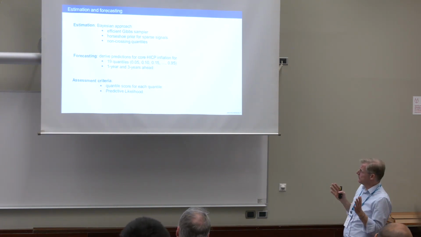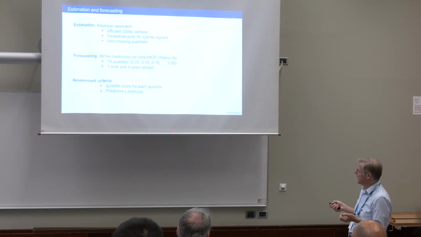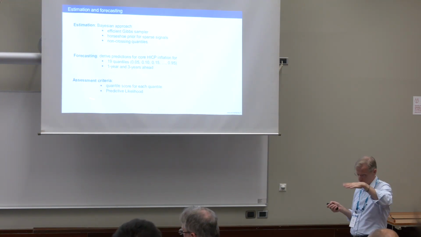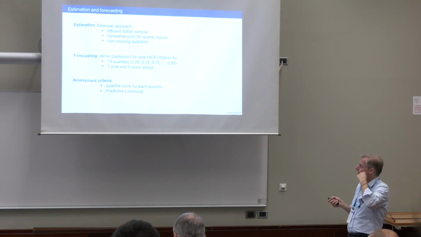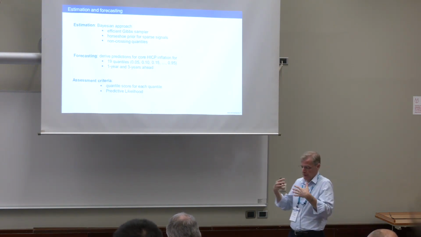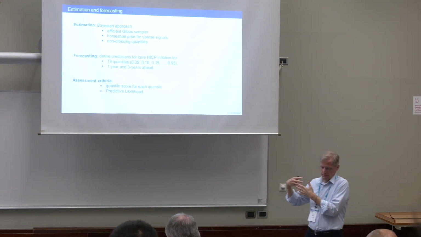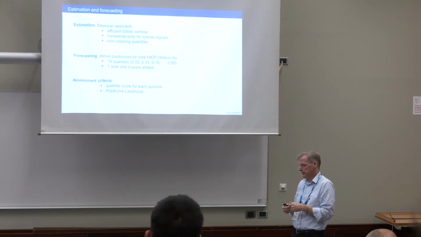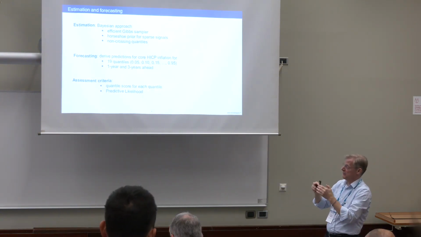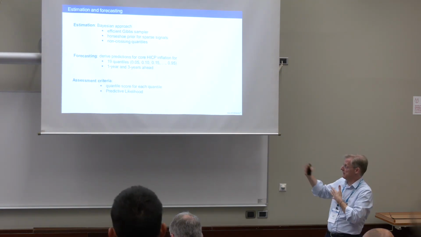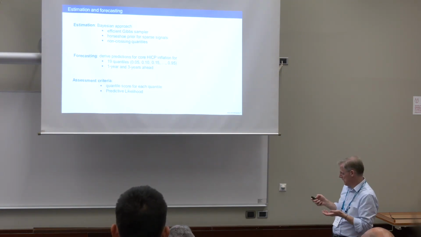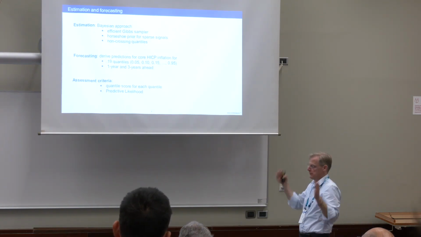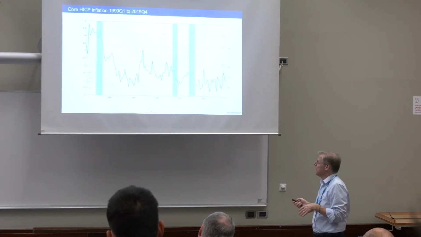In terms of assessment criteria, we look at quantile scores, which are typically used in this literature since the proposal of Giacomini and co-author. The advantage of this is that it's a metric for average forecasting error, but it is specific to each quantile. So we will see that different models are selected for the higher and lower quantile. And also in parallel, we look at the prediction likelihood for an overall assessment of the whole density in forecasting.